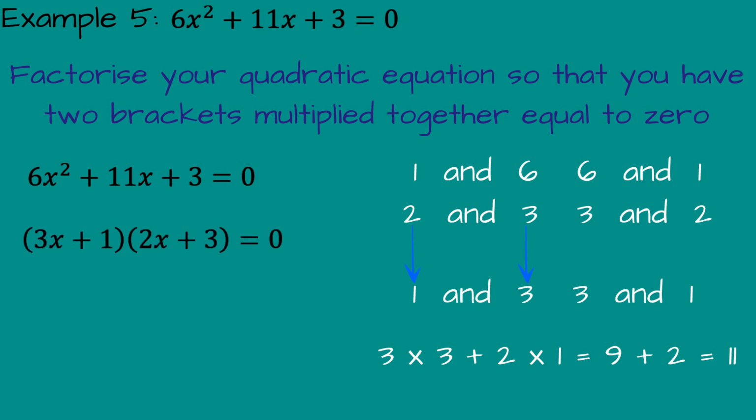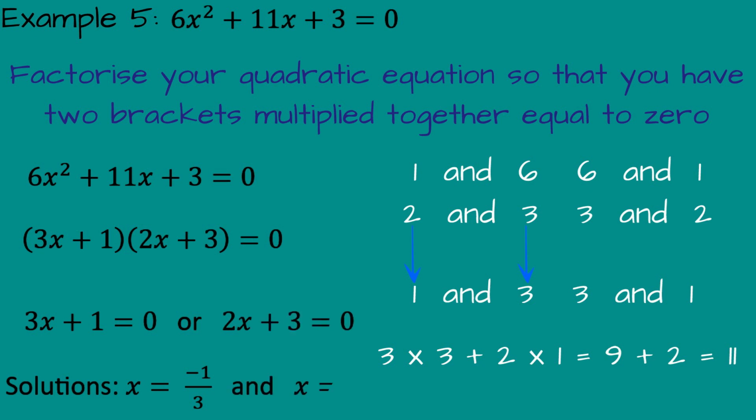3 equals 0. To solve the equation, we must make each of the brackets equal to 0, one at a time. So, either 3x plus 1 equals 0, or 2x plus 3 equals 0. Solving these linear equations gives two solutions to the quadratic equation. x equals minus 1/3, and x equals minus 3/2, or minus 1.5.